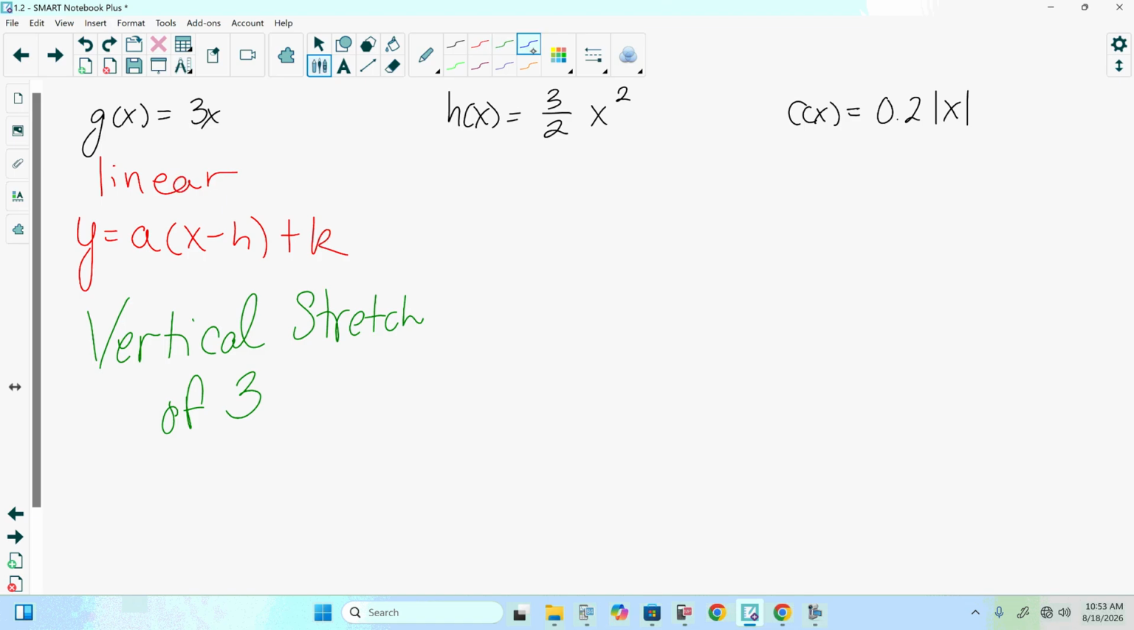Let's look at h of x. h of x equals 3/2 x squared. Which parent function does it belong to? Quadratic.